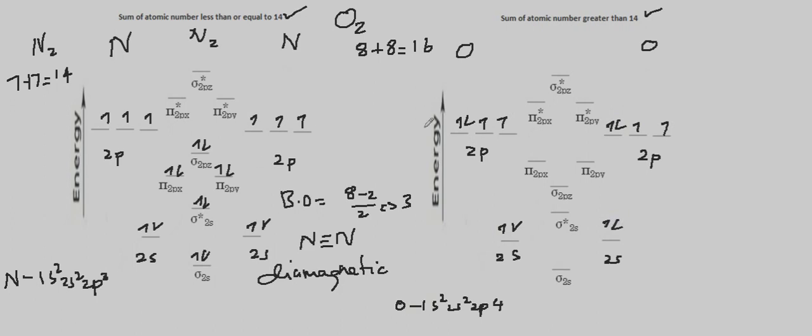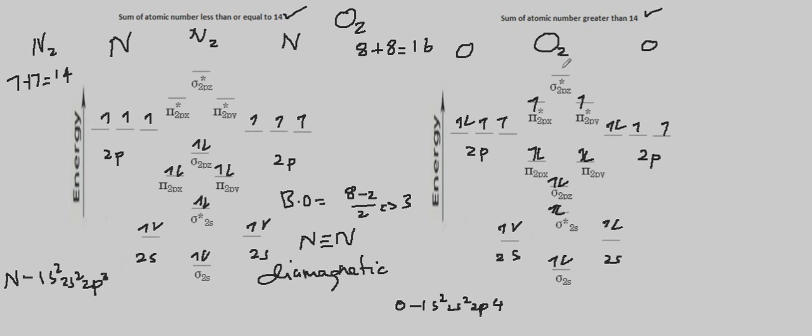So now once we are done with that, we are going to construct the molecular orbital diagram for oxygen. So we are going to fill up the electrons. So 1, 2, 3, 4, 5, 6, 7, 8, 9, 10, 11 and 12. So we have filled up, and the molecular orbital diagram for oxygen is done.